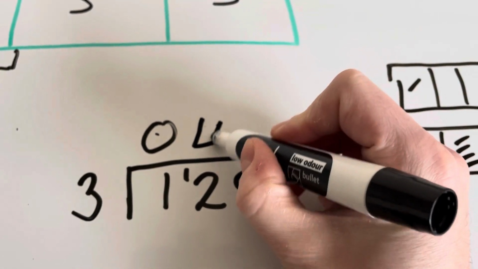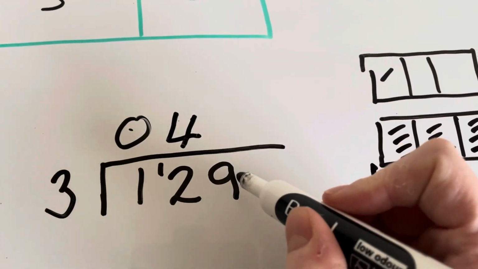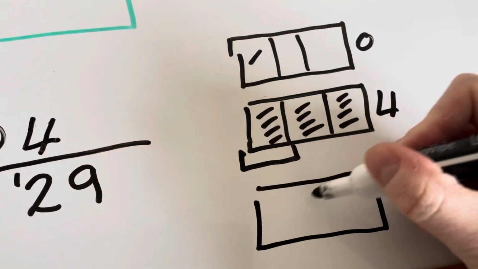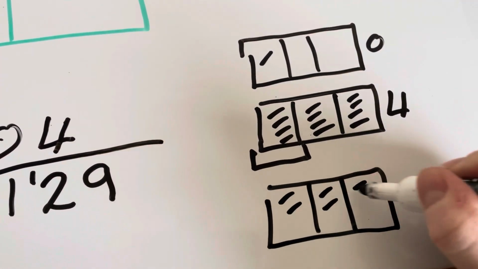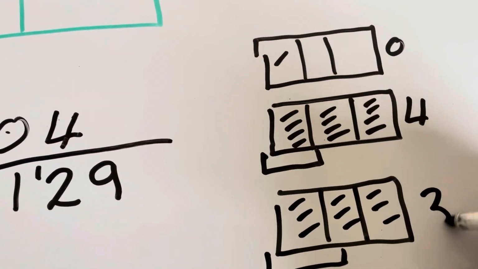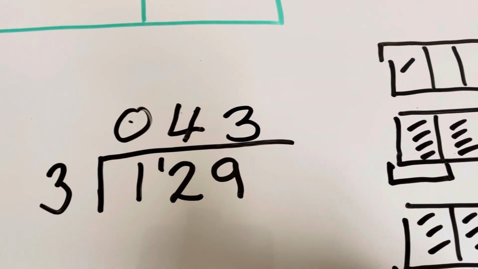There's no remainder, so I don't need to add anything to my 9, but it means I need to share out 9 things into my 3 boxes. So again, come across, 3, I'm going to give it 9, 1, 2, 3, 4, 5, 6, 7, 8, 9. Look at 1 box. I've got 3. You can see we've got the same answer, 43.